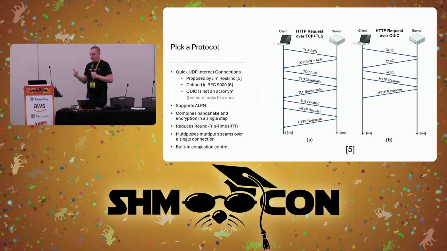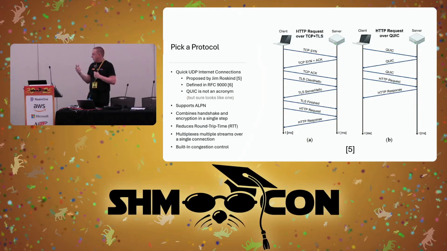So for this assignment, I just opened up Wireshark and started screwing around until I saw a protocol I didn't recognize. And so I came across QUIC, which was proposed by Jim Roskind of Google as the QUIC UDP Internet Connections protocol. It later got defined in RFC 9000. You'll see places say QUIC is not an acronym, but I kind of like Jim Roskind's original acronym.